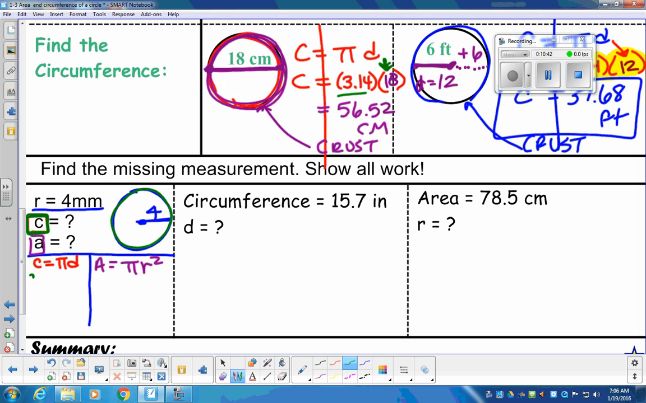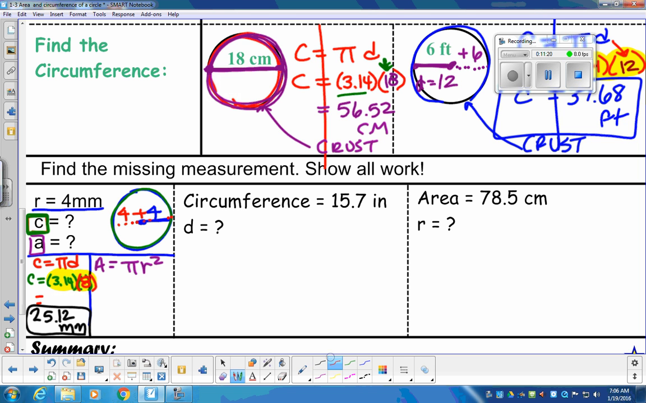So to get the circumference, it's 3.14 multiplied by the diameter. Well, the radius is 4, so the diameter is really 4 plus 4, which is 8. So we have 3.14 multiplied by 8. You should have 3.14 multiplied by 8. Sorry that it's so small here, you're able to see what's going on. The circumference would be 25.12. The units are millimeters. That's how much crust I would need for that pizza.